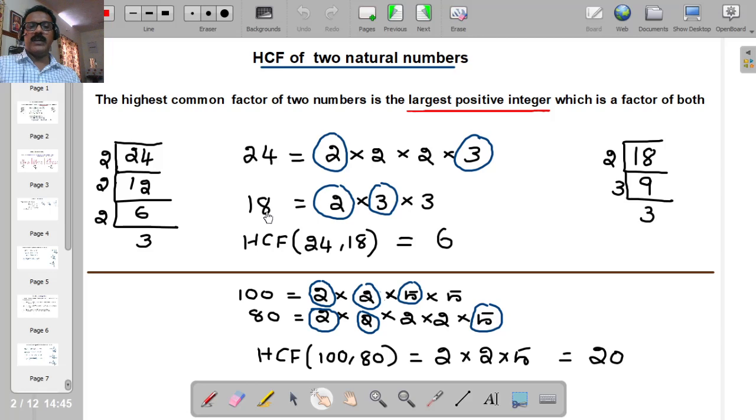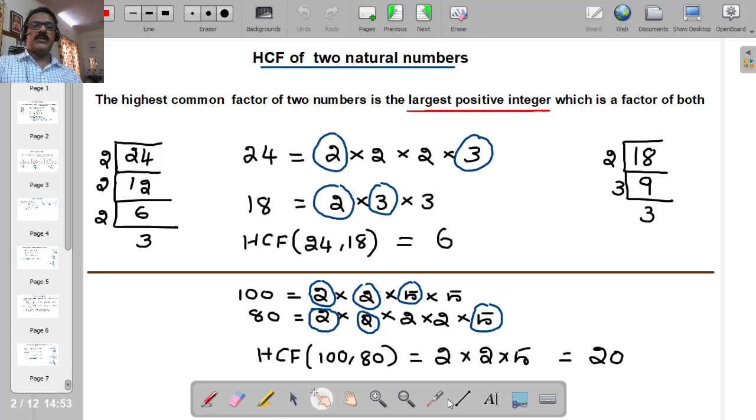Similarly, we have to factorize 18 also. So we will try to divide 18 by the lowest possible prime, namely 2, resulting in 9. But 9 is not divisible by 2. So we will try with the next higher prime number, namely 3. Then 9 is divisible by 3, resulting in 3, and 3 cannot be further factorized. Therefore 18 is equal to 2 times 3 times 3.